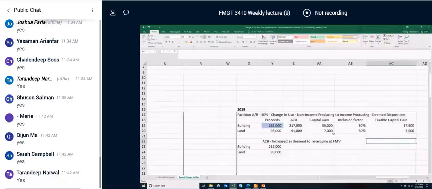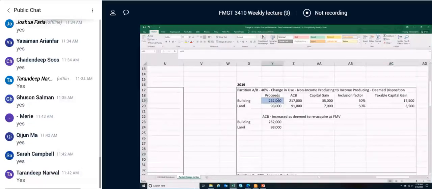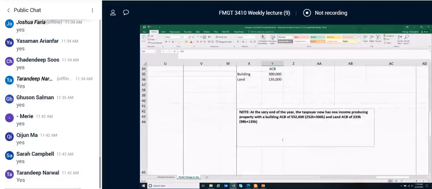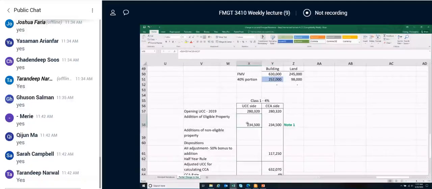Okay. In terms of your change in use. So again, 40% change in use, so 40% of the new building fair value, 40% of the new land value, okay? And again, now when you do your calculations, now I have AII because it's 2019. Okay.